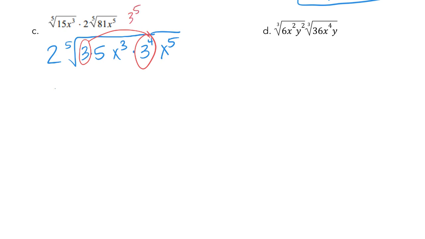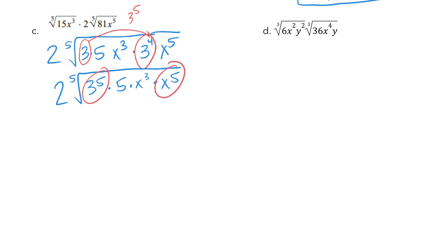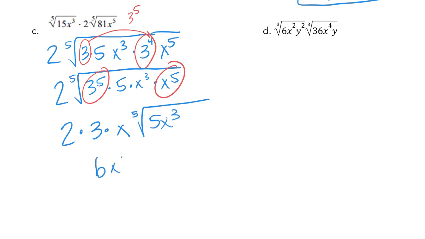Okay, so let me go ahead and rewrite that. So I'm going to have 3 to the 5th times 5 times x cubed times x to the 5th. And then this perfect fifth and this perfect fifth are going to pop out. We'll have 2 times 3 times x. And then everything that didn't pop out of the root is going to stay there. And then lastly, we'll just multiply those together. So 6x times the 5th root of 5x cubed.